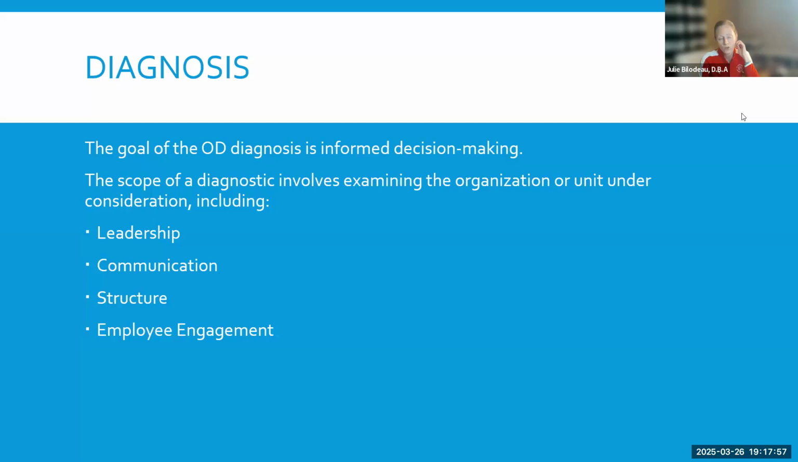So the whole point of the diagnosis here is really for informed decision making, right? That's why we collect data in organizations, so that we can make these informed decisions. And when we are looking at this through an OD lens, we're focusing on leadership, communication, structure, and employee engagement. Those are your main buckets that everything else is going to fall under. Even technology could be structure, or it could be any of these, right? But typically they're going to fall into one of these 4 buckets.